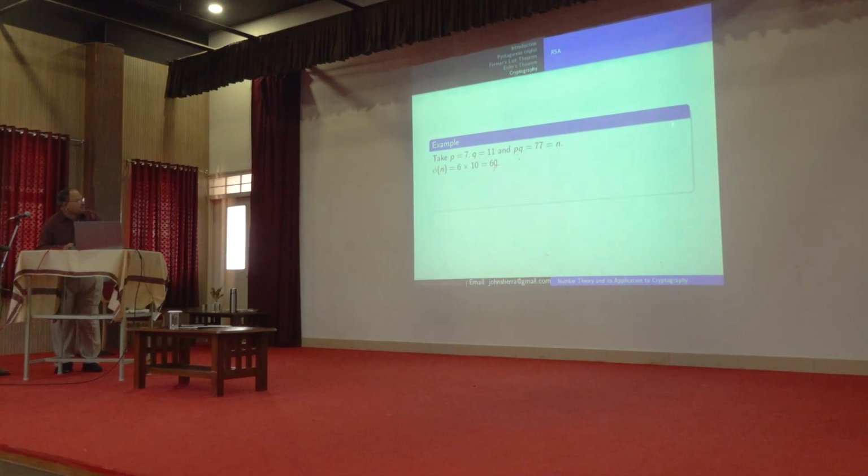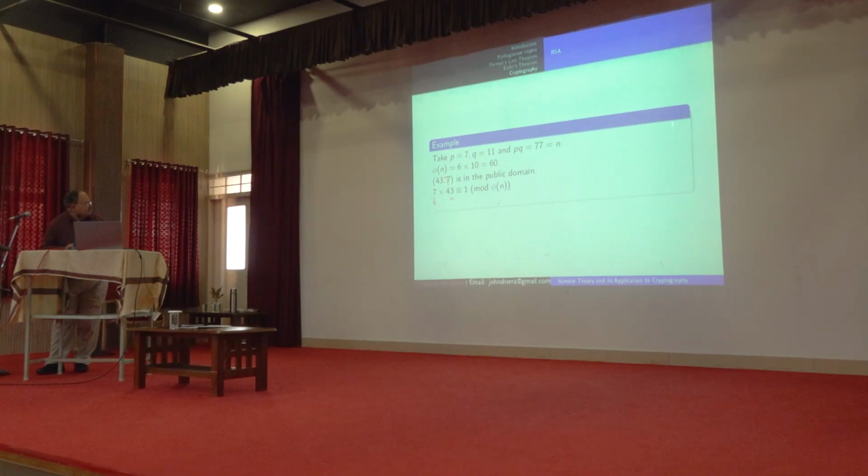So I have to select a number K, and K and 60 must be relatively prime. Select such a K, and I have taken it as 43. I'm taking 43 and 77, where 77 is N for us. 43 and 77 are given in the public domain, and 7 into 43 is congruent to 1 mod phi of N. Just check and see. This is J, and this is K.